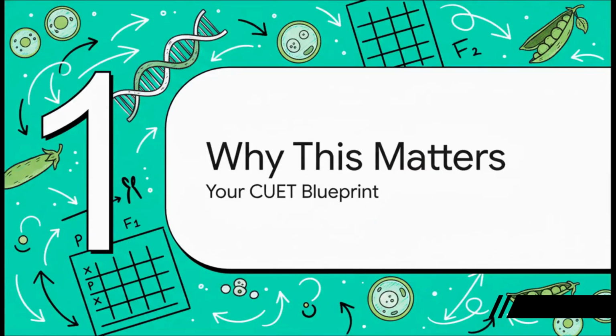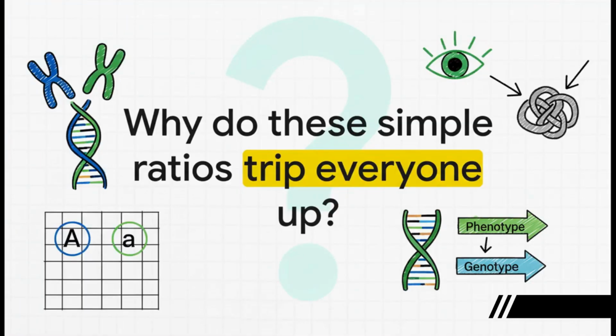Okay, so why are we focusing so hard on this topic? Here's the deal. Mendelian genetics is the absolute foundation for your entire biology syllabus. The CUET exam setters love to test you on monohybrid cross ratios, the crucial difference between phenotype and genotype, and the exact definitions of Mendel's laws. Mastering this isn't just about grabbing a few marks here, it's about building a solid base for all the advanced genetics that comes later.